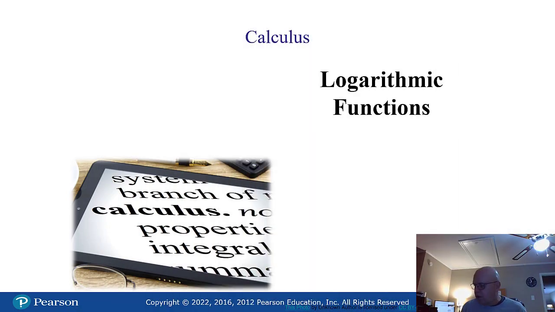Hello there. We're back again. We're taking a look at logarithmic functions for calculus. This is just a review, so I hope to make this on the short side. We shall see.